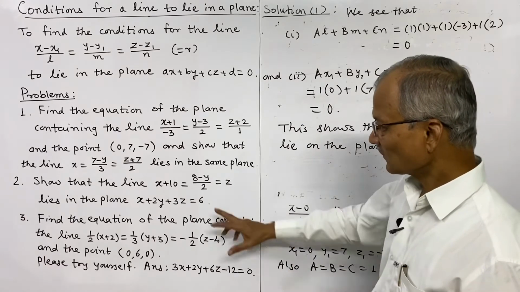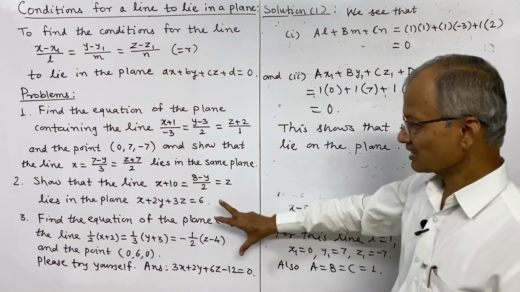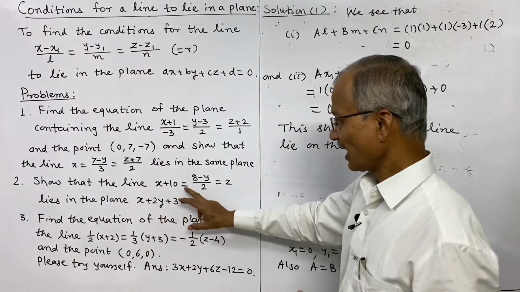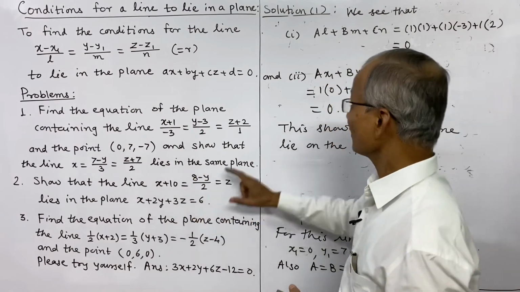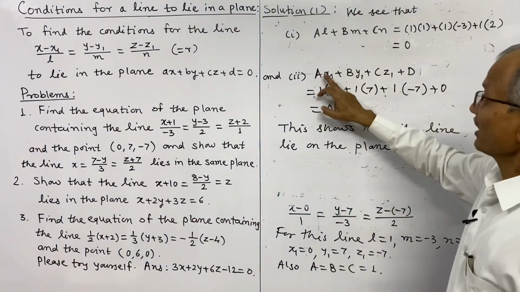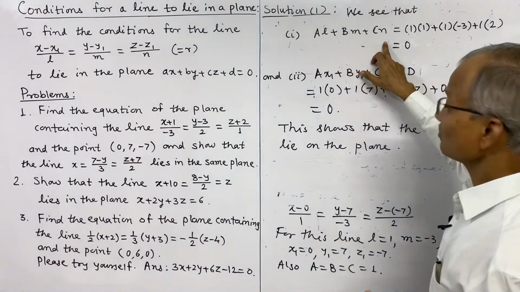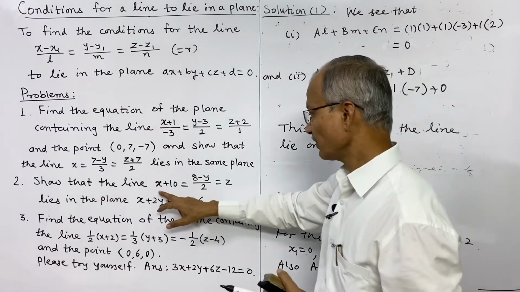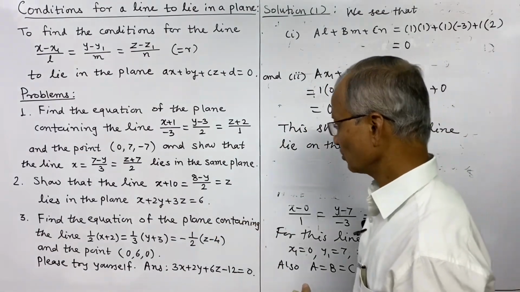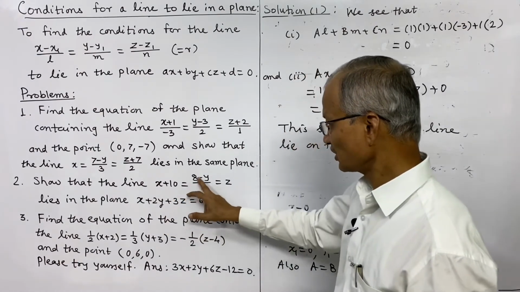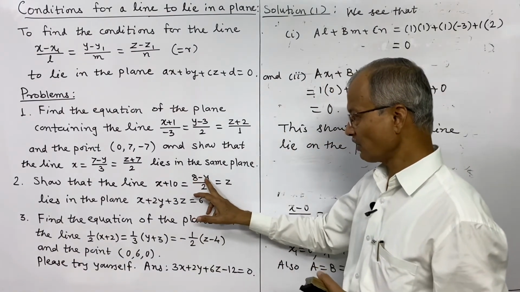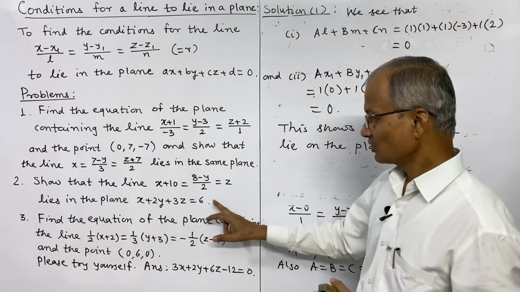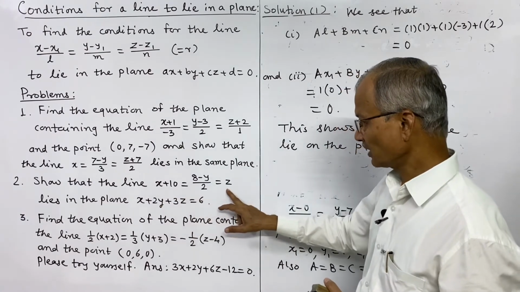Now the second and third problems you should try, because these are part of this solution. Show that this line lies in the plane, and to show that, we need these two conditions: A into L plus B into M plus C into N is equal to 0. What will be the values of L, M, N that we should note? Here L will be 1, and this must be multiplied by minus 1. So it must be y minus 8 divided by minus 2, and z minus 0 divided by 1. So that means L is 1, M is minus 2, and N is 1.